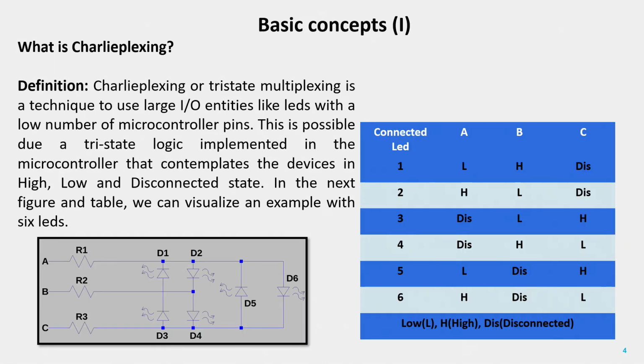Now let's explore the basic concepts of Charlieplexing. Charlieplexing, also known as three-state multiplexing, is a method that enables the control of many I/O devices, like LEDs, using only a few I/O pins. The key lies in the ability to set each pin in one of three states, which when combined allow for multiple unique configurations. For instance, with just 3 pins, we can potentially control up to 6 LEDs.